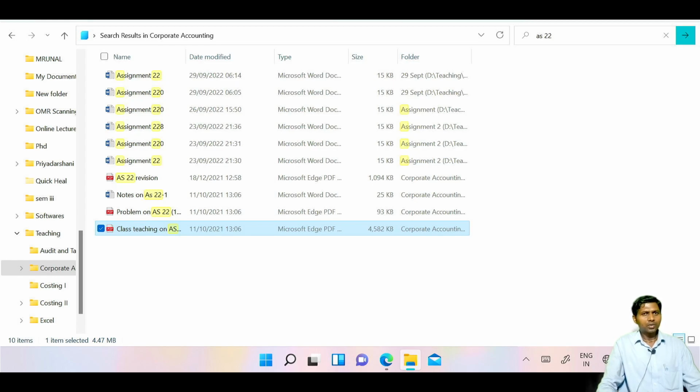Plain note on ES 22 or the timing difference note on that. What is that timing difference? And then types of timing differences, and then examples on the timing differences. Some temporary difference examples, and some examples on the permanent differences you can give in exam.